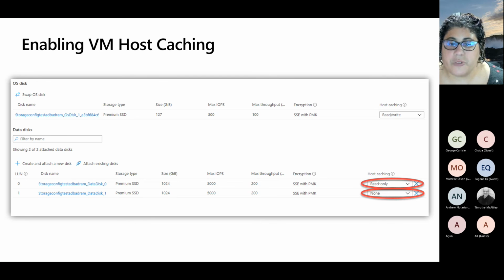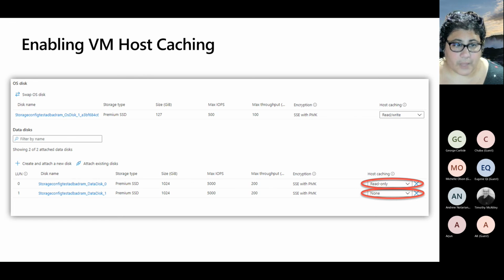Because remember, I was talking about how we can't take advantage of that write cache because we have to write through to the drive to guarantee durability. So this is another reason why you need to separate data from logs, because you want the cache settings to be different. Data disks should be set to read only and log disks should be set to none.